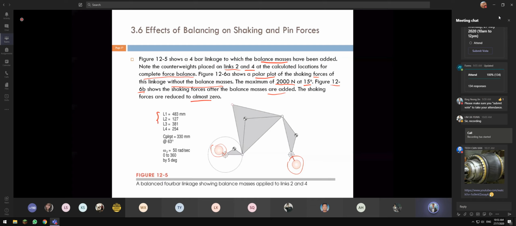So this is the linkage information, L1, L2, L3, L4. This is link 1, link 2, link 3, link 4, the link lengths. And then there is a rotating speed, 50 radian per second. That's why he will get this value. So if you rotate faster, this will be higher. Okay. So he actually ran this simulation.